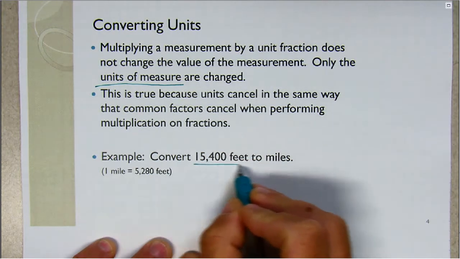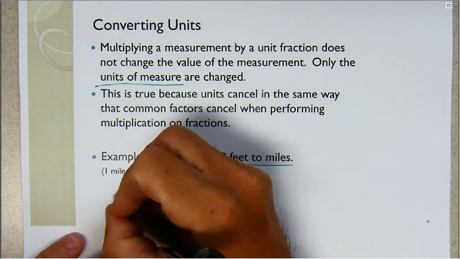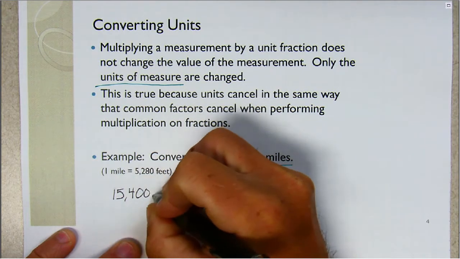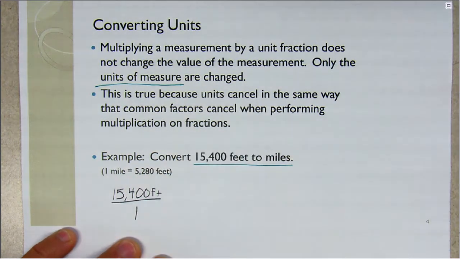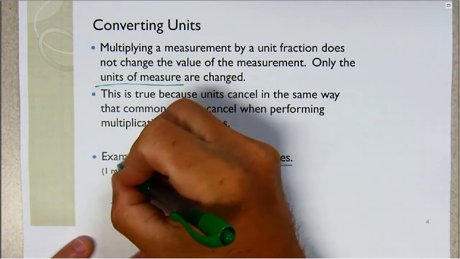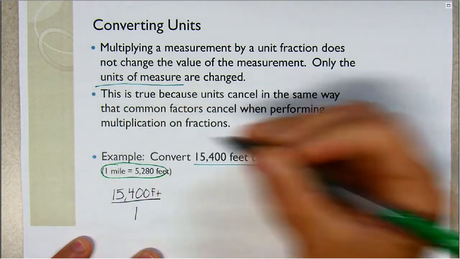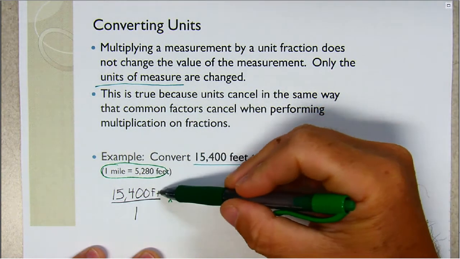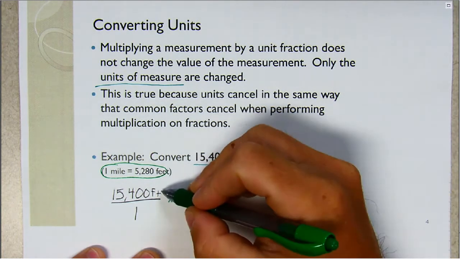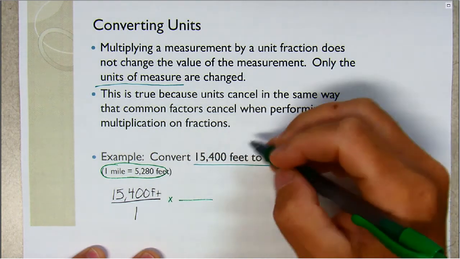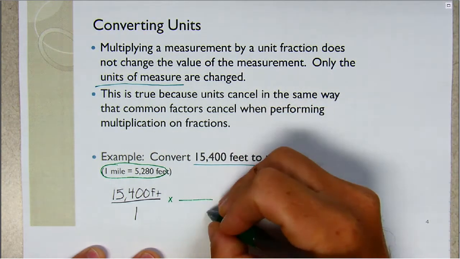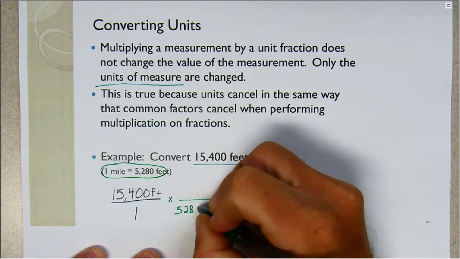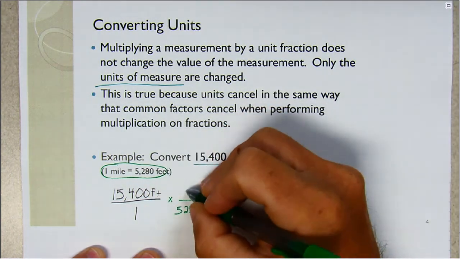Let's convert 15,400 feet to miles. Step one is to take 15,400 feet, the thing that we want to convert, and put it over 1. Now we take our unit conversion, 1 mile is equal to 5,280 feet, and we're going to multiply that fraction, but we want to do it in such a way that the feet cancel diagonally. Since we're starting out with feet on the top of our original measurement, we want to put feet on the bottom of our unit conversion. That means 5,280 feet will go on the bottom, and the 1 mile has to go on the top.